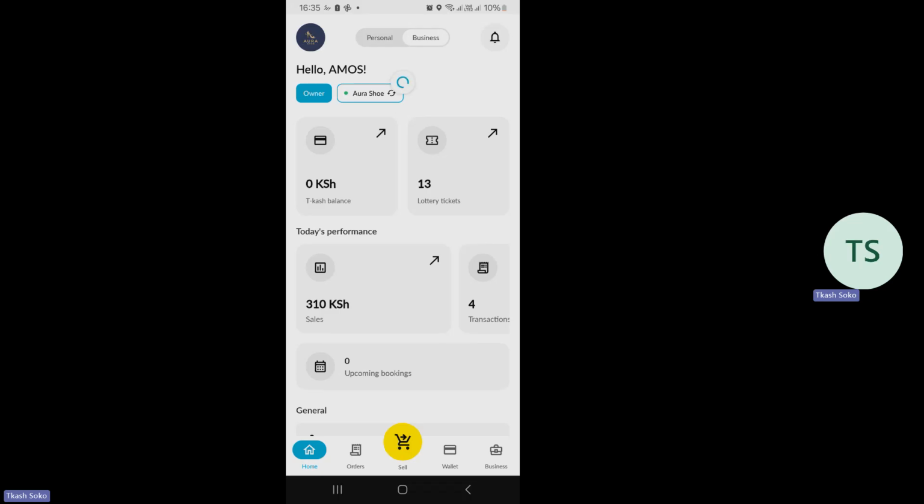pesa yako utakuwa unaiona hapo kwa Tcash balance yako. Hii pesa yako inaenda to your digital wallet, like your digital bank account created by Tcash Soko. Yani inakucreatia a bank account, ni kama a bank account online yenye inaitwa wallet. So hiyo pesa yako yenye umelipwa through the digital channels goes to your Tcash wallet.